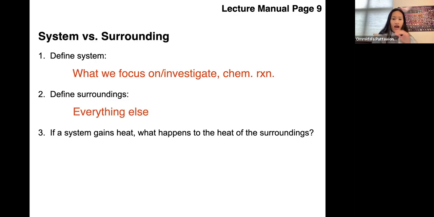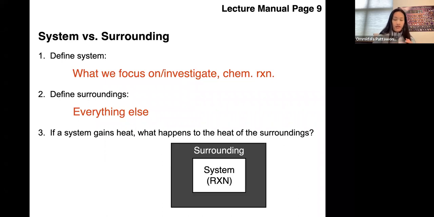If I bring this into a picture, it's going to look something like this. This is the figure that explains the system and the surrounding. The system would be what we focus on, and the surrounding would be everything else.